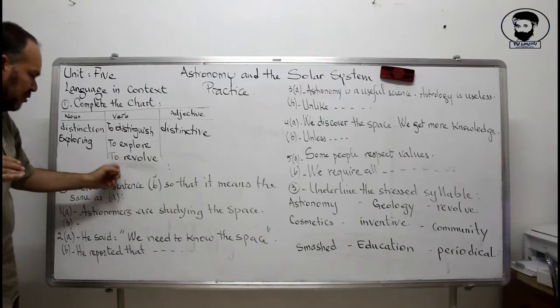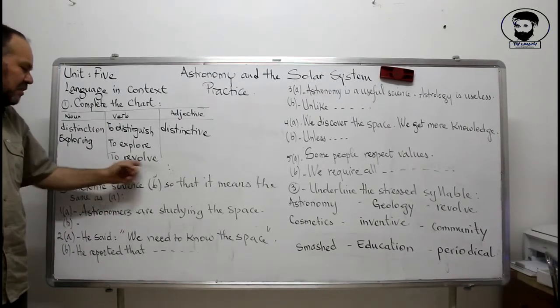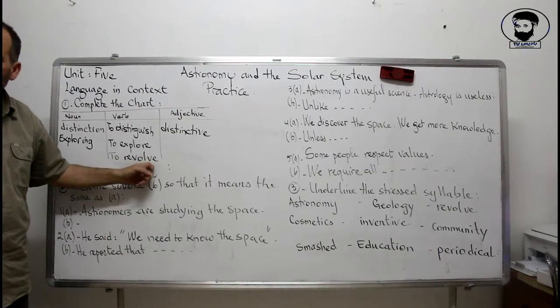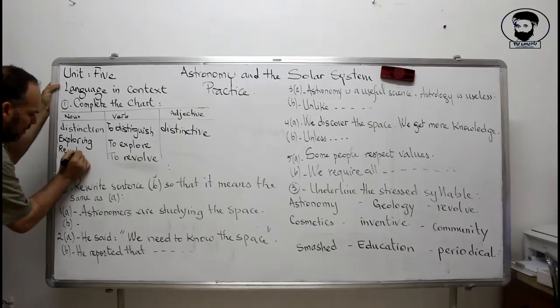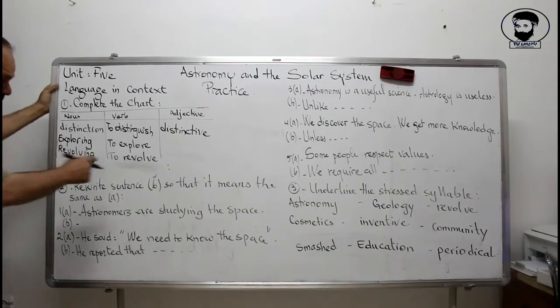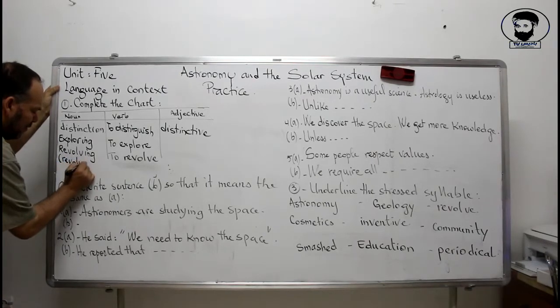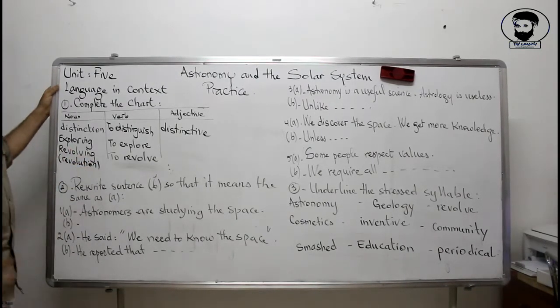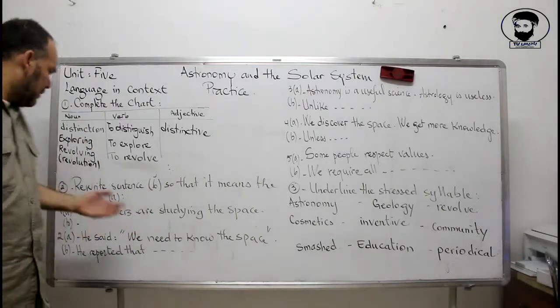Now, for example, to revolve. I'm sure that many of you do not know this verb, to revolve. So, if you don't know, what do you do? Look, you write revolve, you take off the e, revolving. This is a noun. Now, the noun of this one is revolution, because I know the word. Because I came across this word before. But you didn't.